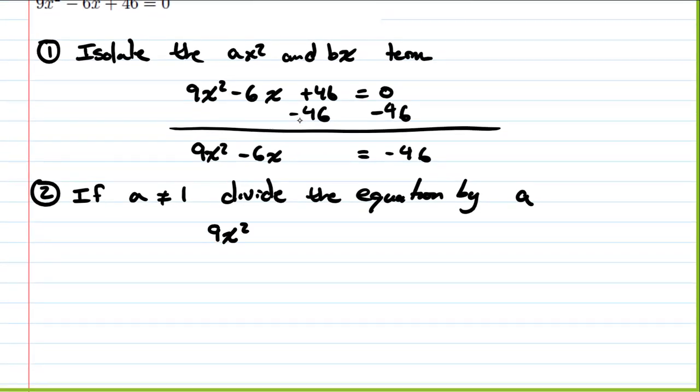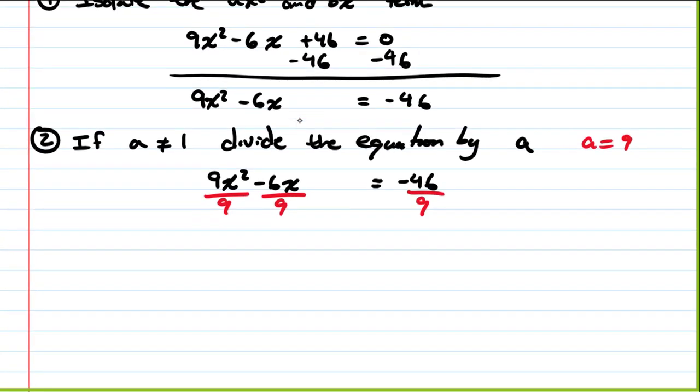So in our case, our a value is 9. So we're going to divide everything by 9 in order to get the x squared coefficient to be 1. That leaves us with x squared minus 6/9, which reduces to 2/3, is equal to negative 46 over 9, and that doesn't reduce at all.